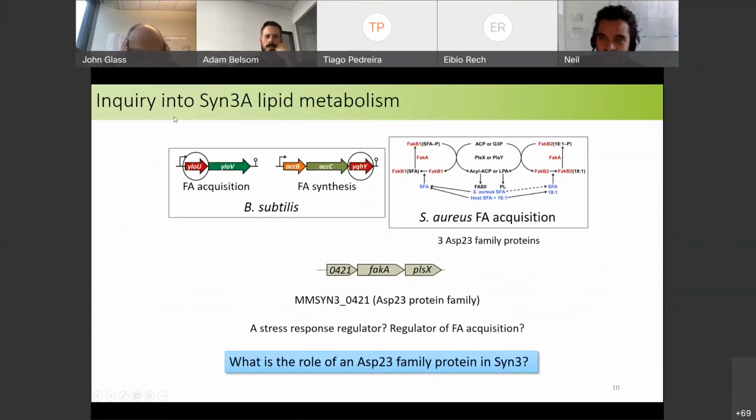Another project that we're working on is an inquiry into lipid metabolism here. In this species and in all mycoplasmas, there's only fatty acid acquisition and not synthesis, as we see in Bacillus subtilis, where you have both. So the acquisition system follows the same as Staphylococcus aureus, where you have binding proteins B1 and B2 that have to be activated by kinases, and then they are taken up into the cell. But we have the FakB1, B2, and FakA protein in the Syn3 organism. But before FakA, we have a protein of unknown function, 0421.